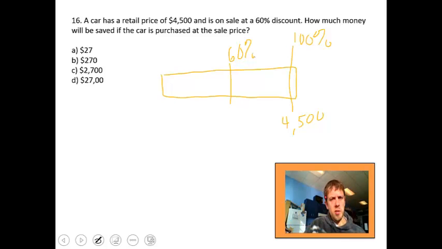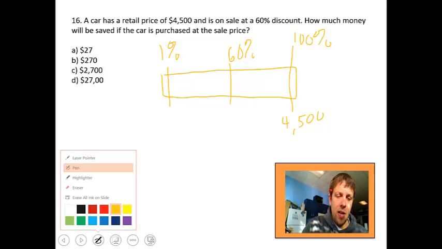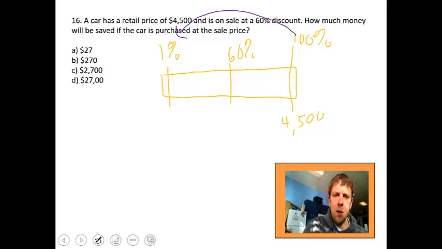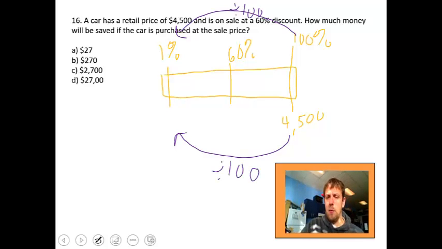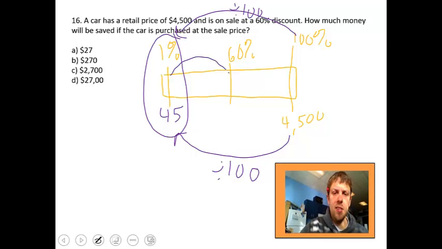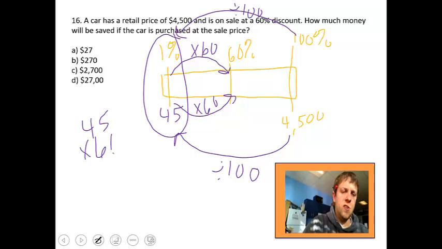I don't know how to get from 100 to 60 in a nice way, but I know how to get from 100% to 1%. So I'm going to divide 100 by 100 to get 1. Likewise with the bottom. Alright, 4,500 divided by 100 is 45. Now I can use that unit ratio, or that rate, to help me figure out what 60% is. I can multiply by 60 here, and I can multiply by 60 here. So 45 times 60 will give me my final answer.